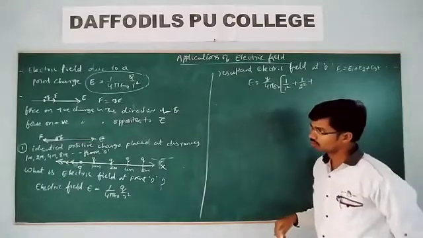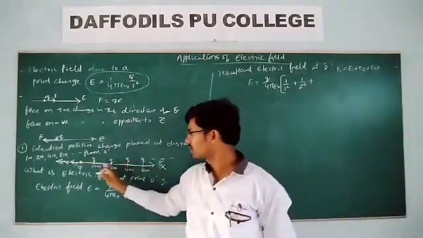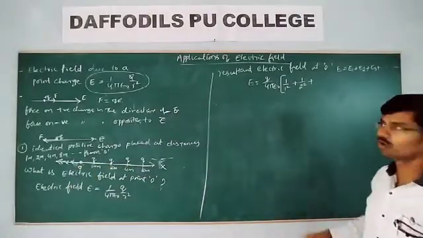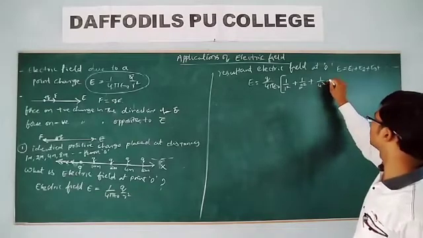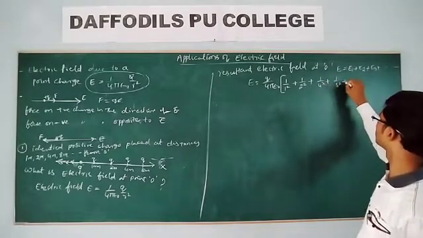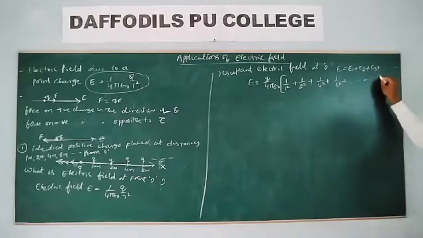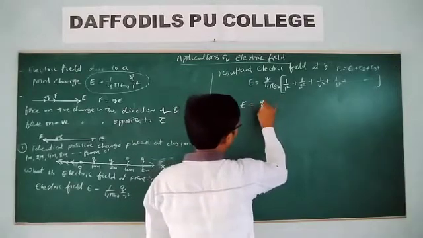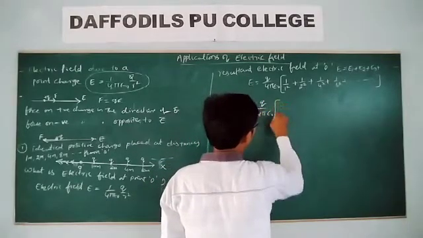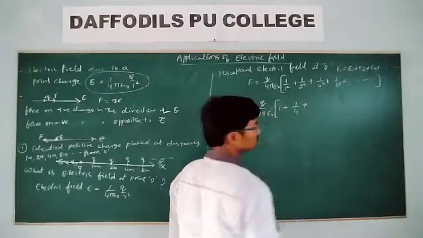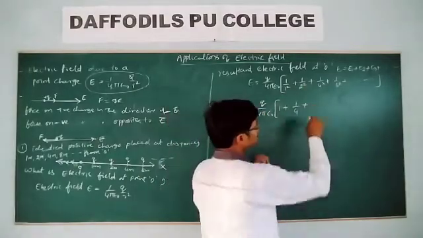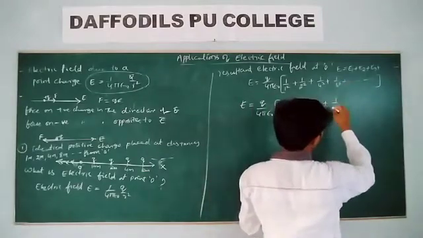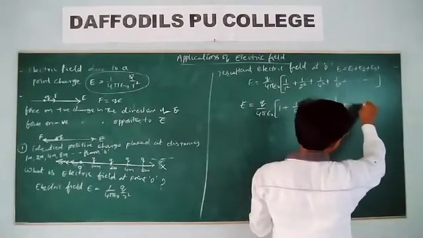Plus, for the third charge, what is the distance of the charge from O? 4 meter. Then 1 by 4 square plus 1 by 8 square plus, and so on. Is it okay? Then what you can write here? E is equal to Q by 4 pi epsilon naught times 1 plus 1 by 2 square, that is 1 by 4, 1 by 4 square, 4 square is 16, again 1 by 8 square, 1 by 64 plus, and so on.